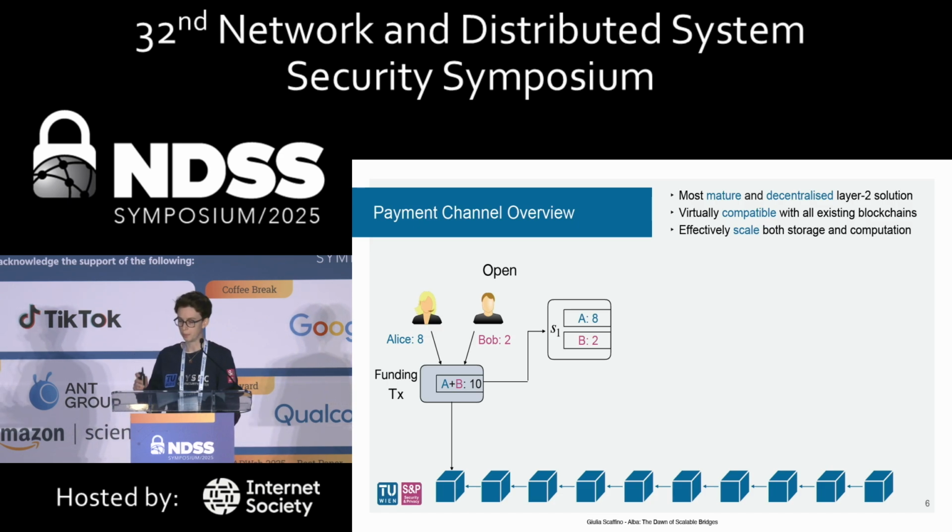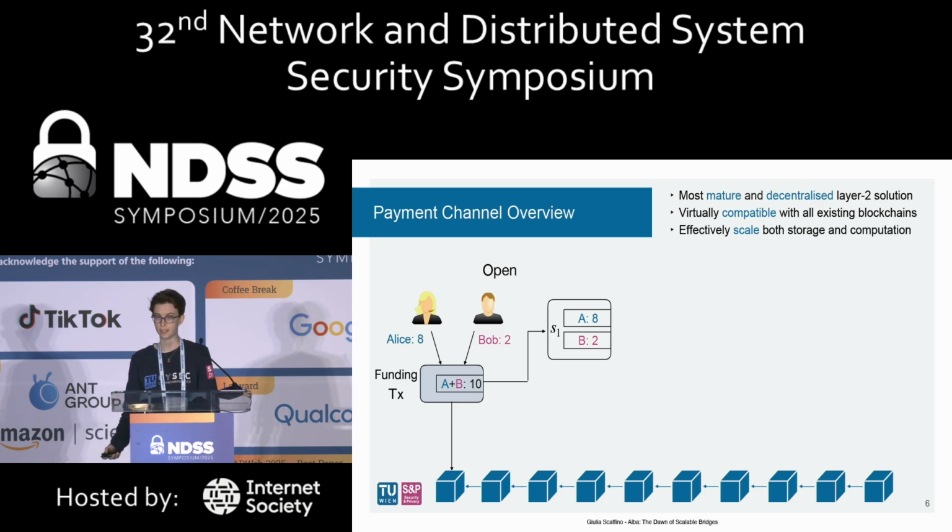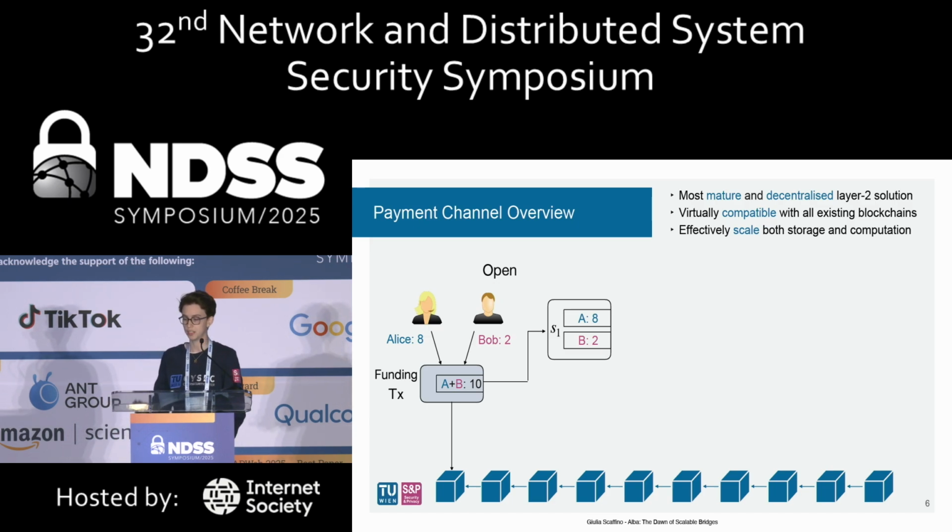So a payment channel has an opening phase where two users come together, for instance, Alice and Bob, and they lock some coins in a funding transaction. This funding transaction has a shared output, in this case 10 coins, with 8 coins contributed by Alice and 2 coins contributed by Bob. After setting up the funding transaction, they also set up the initial state of the channel, which distributes the balance according to how much each party has contributed.